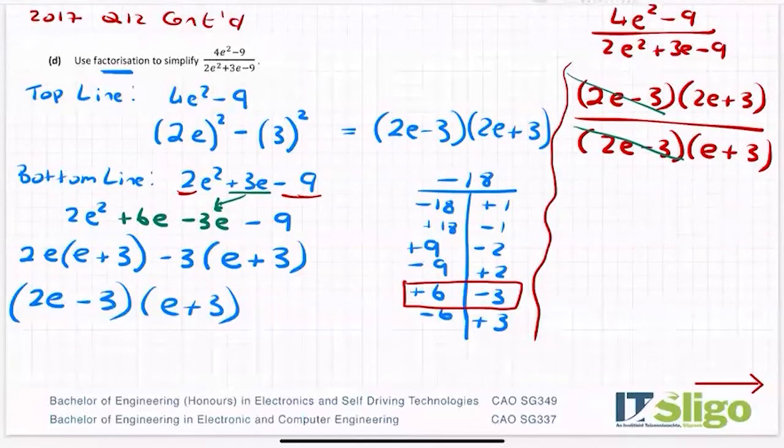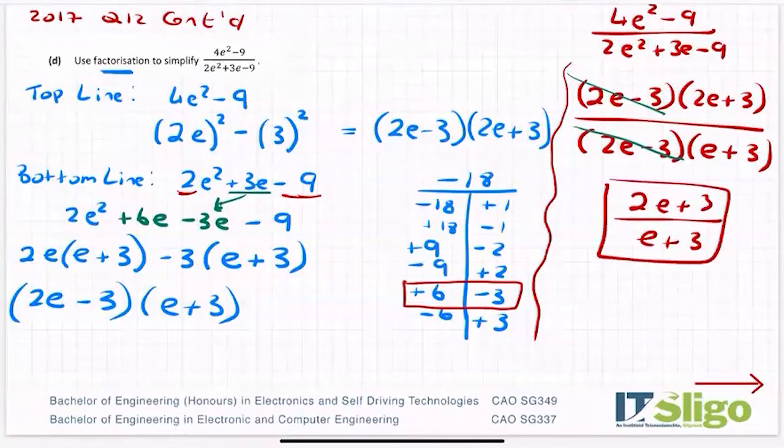Now, this looks like it should cancel, but you can't. You can't cancel the e plus 3 and the e plus 3 here to give you 2. It doesn't work like that, because of the order of operations, BOMDAS. I have to multiply that e by 2 first and then add 3. It's not 2 times e plus 3. So that's what I mean by you can only cancel full brackets. So your answer is 2e plus 3 over e plus 3.